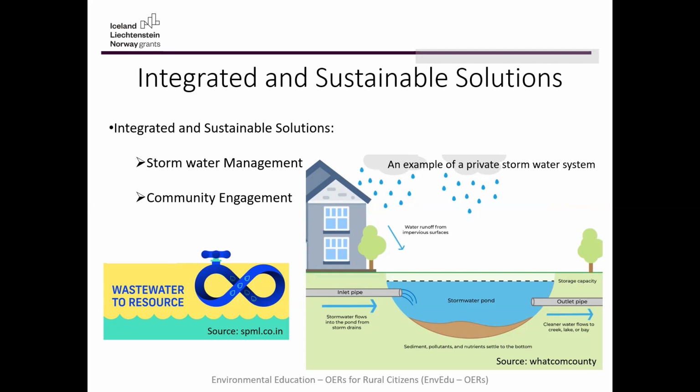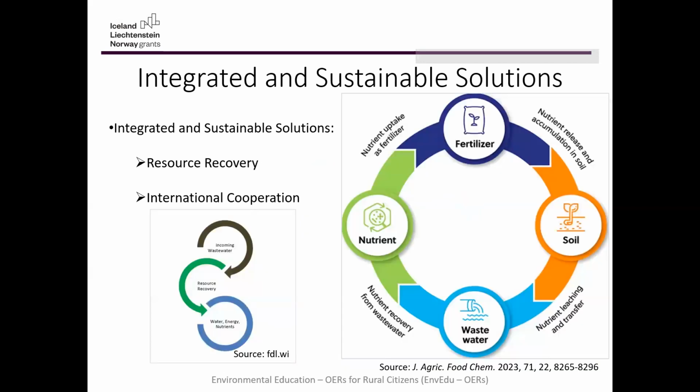Community engagement. Involving local communities in planning, decision-making, and maintenance of wastewater systems can build a sense of ownership and responsibility, leading to more sustainable practices. Resource recovery. Recovering valuable resources like phosphorus and nitrogen from wastewater for agricultural and industrial use can make treatment processes more sustainable. International cooperation. Collaborating with neighboring regions or countries to address transboundary wastewater issues and ensure sustainable management of shared water bodies.